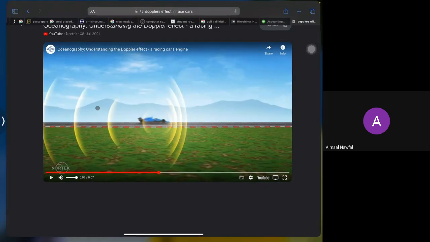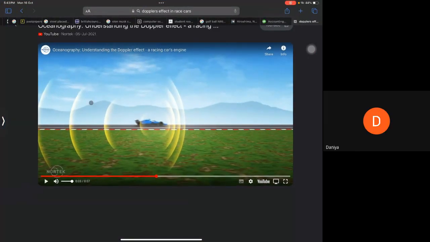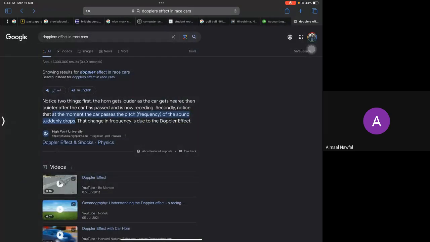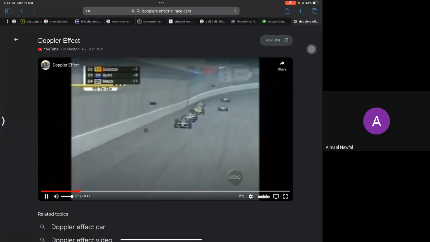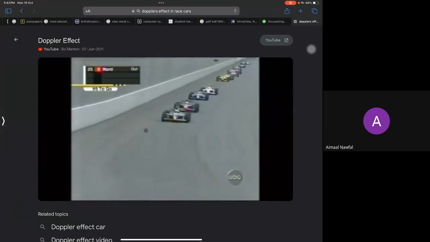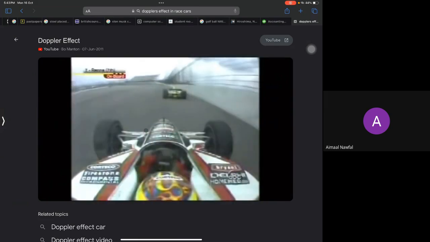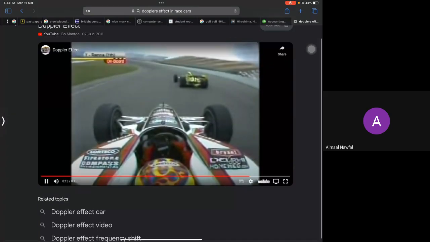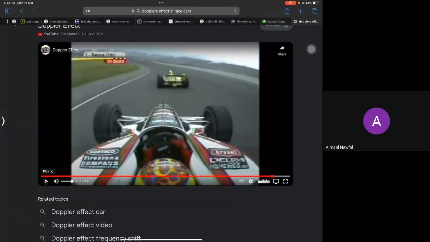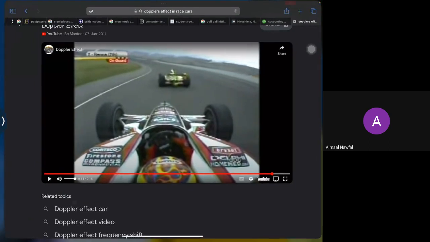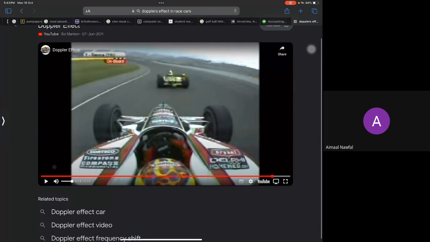Sir, I could hear it. You can hear? Yes. Okay, then that's good. So when the car is coming towards you, you hear a shriller sound, and as they pass, it makes a boom sound like that. Shriller means high frequency sound. You get it? And what's the other one? Graver. Graver means low frequency.